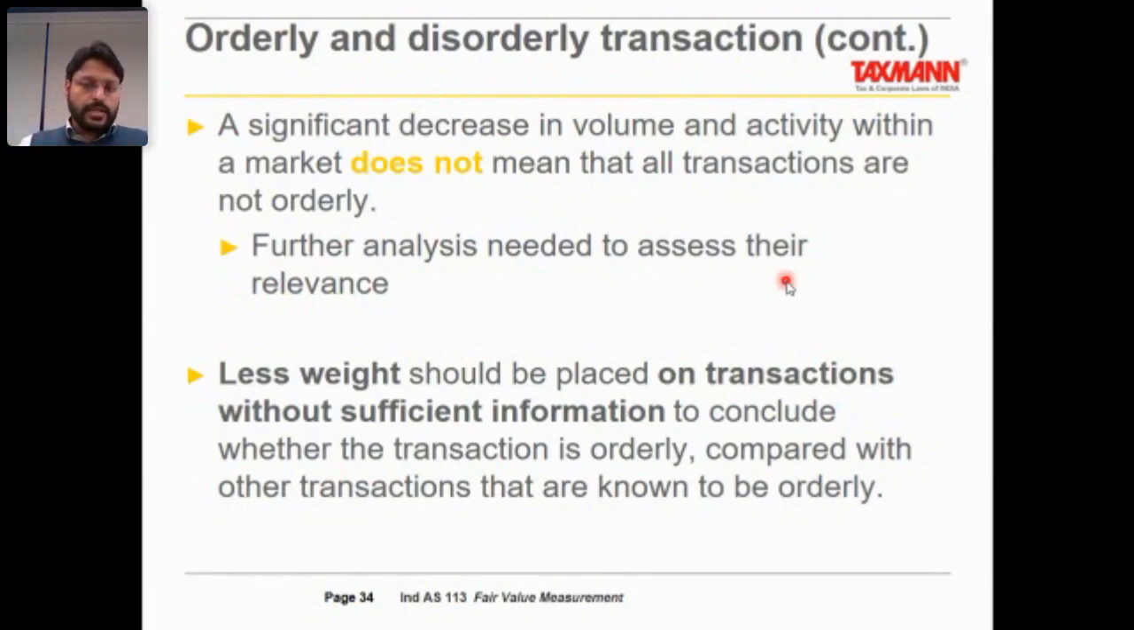Less weight should be placed on transactions without sufficient information to conclude whether the transaction is orderly, compared with other transactions that are known to be orderly. So we have to be prudent. We have to be knowledgeable about all the facts and circumstances while measuring the fair value, and we will assign less weight to those transactions where sufficient information is not available to conclude whether they were orderly or not. So we will not consider those transactions, or if we want to consider them, then less weightage would be given.